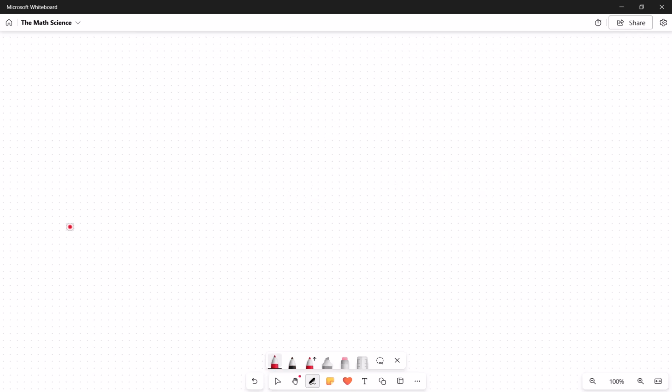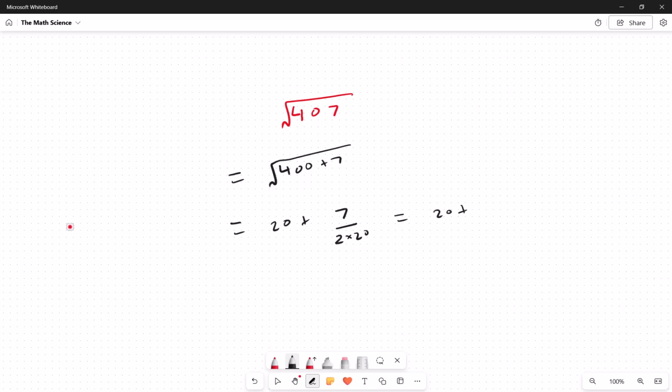So we are going to find the square root of 407. So once again, we're going to break it down to the nearest square. So that would just be 400 plus 7 because we know that 20 times 20 is equal to 400. So we know that. So this is going to become just 20 plus 7 divided by 2 times this number. So this will become 2 times 20 equals 20 plus 7 out of 40. And then this thing becomes 20 plus.